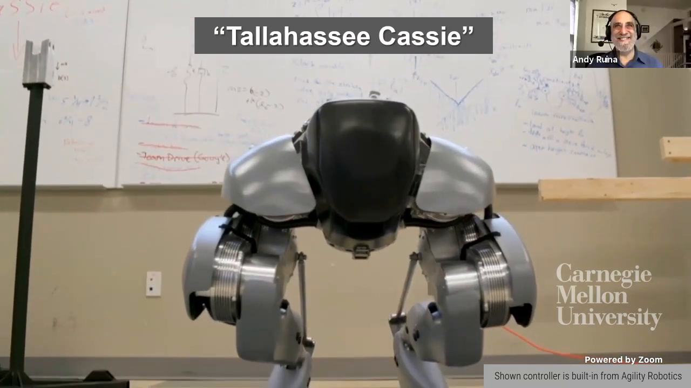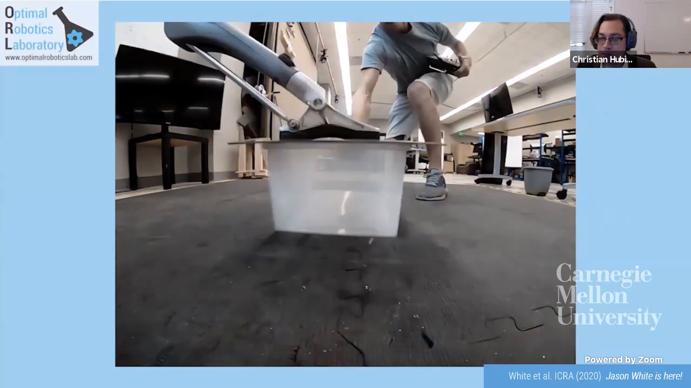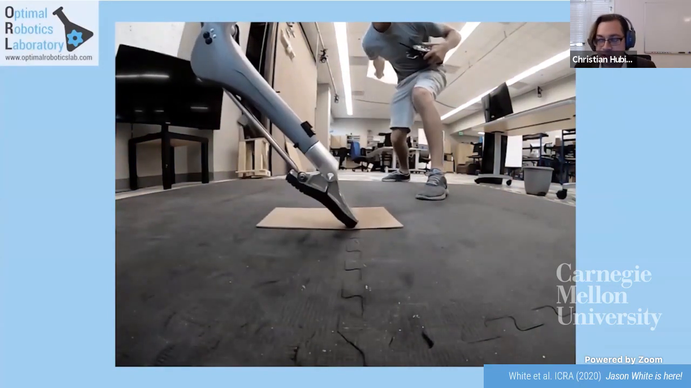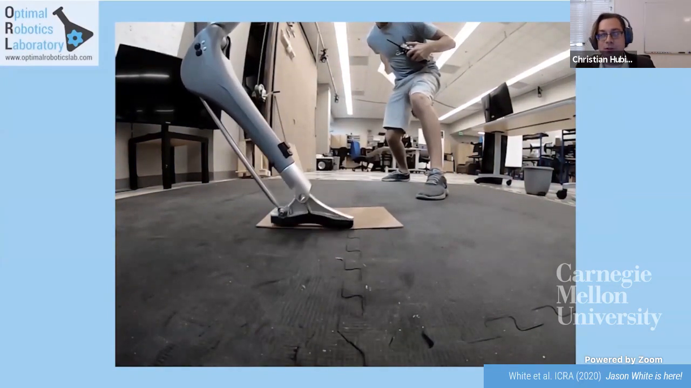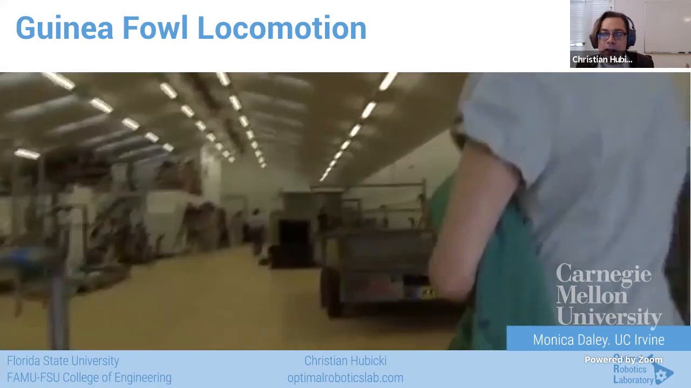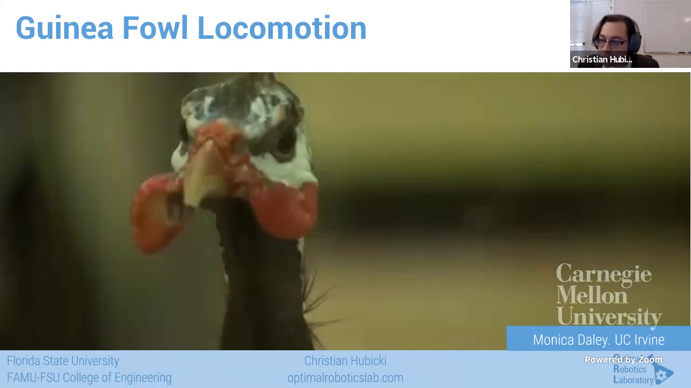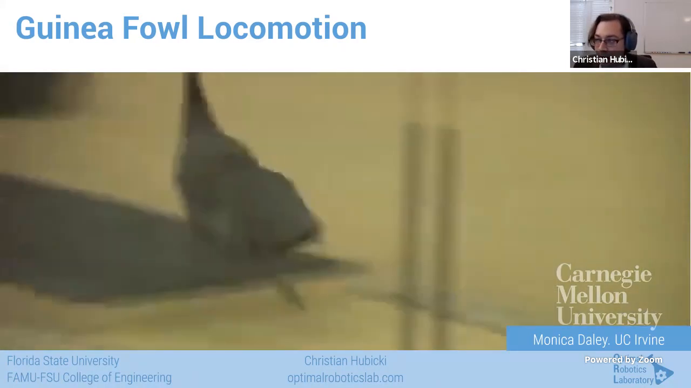We're working on our own controllers for dynamic locomotion and stability in terms of uncertainties, efficiency, all the usual stuff that you guys love so much, and I do too. But today I'm going to be talking about part of a long-standing collaboration with Monica Daley, and her work on guinea fowl locomotion, where she studies how guinea fowl run over obstacles.